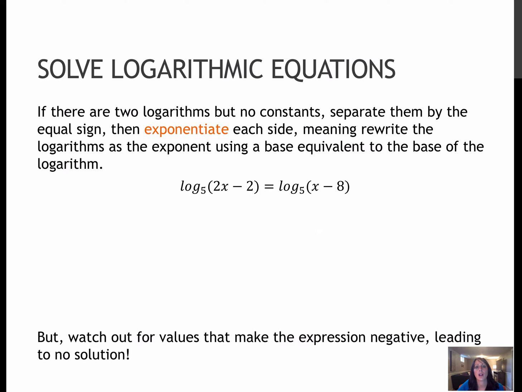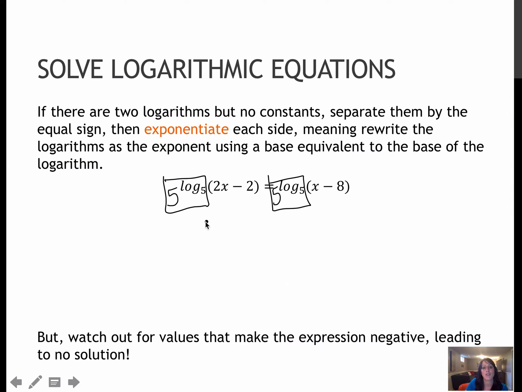If I have two logarithms, but I don't have any constants, notice there's no plus or minus 5 or 3 or any constant value, the easiest way is to separate them by the equal sign, and then we're going to exponentiate each side. And what that means is whatever this base is, we're going to say this is 5 to the log base 5 of 2x minus 2, and this is 5 to the log base 5 of x minus 8. Now, why do I do that? Because we talked before about the fact that these really just cancel each other out.